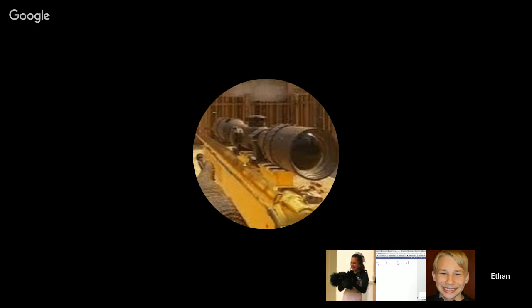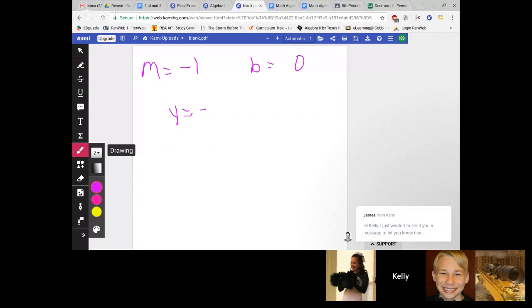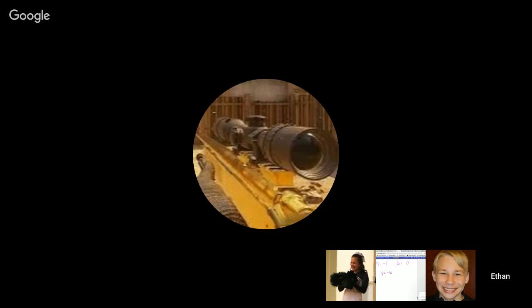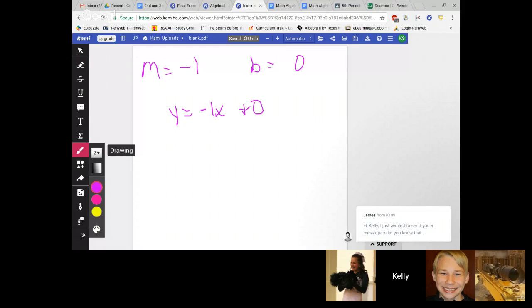Y equals negative 1x plus 0. I wouldn't necessarily have to write the 0, but just for the principle of it, knowing that the b could be anything on the exam tomorrow, I'm going to write it.